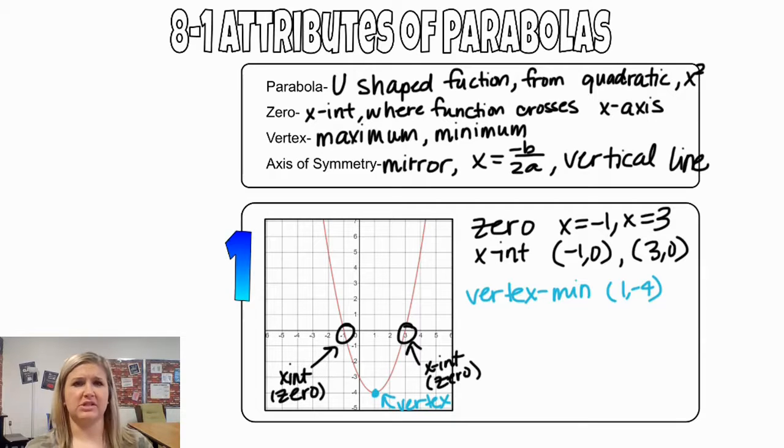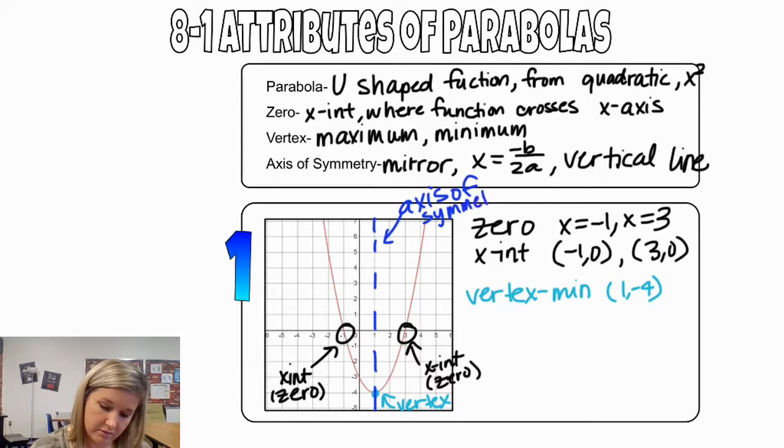A lot of times, just identifying that vertex and knowing what the vertex is is a big key thing. And then the axis of symmetry is going to be right here. It's a vertical line that goes through the vertex. So it's going to go right here. This is my axis of symmetry. From here, my axis of symmetry is at x equals 1.